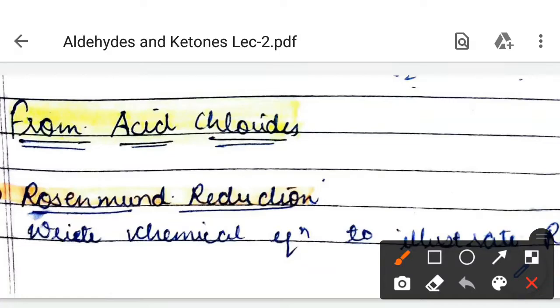Today we will continue with preparation of aldehydes and ketones. Earlier we have done its preparations from alcohols and from carboxylic acids. Now from the derivatives of carboxylic acids, that is from the acid chlorides. This section is very important, and if we prepare it from acid chlorides, then it is called Rosenmund reduction. And so let's start.